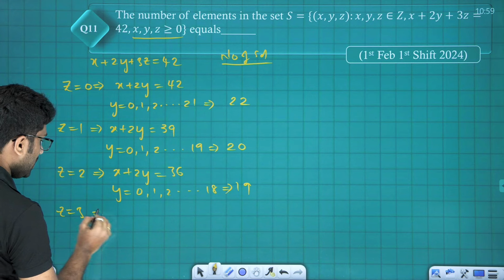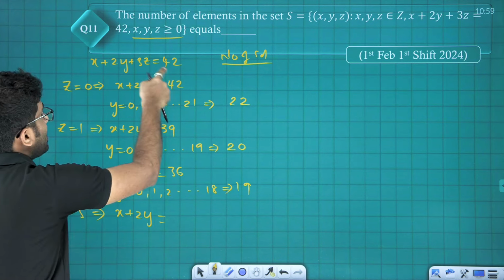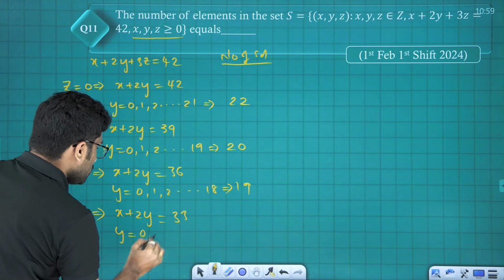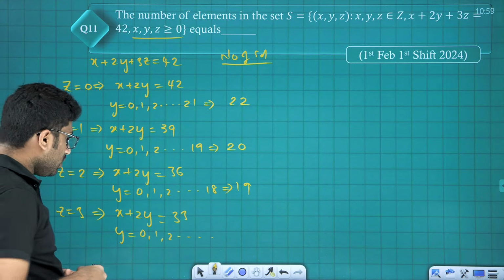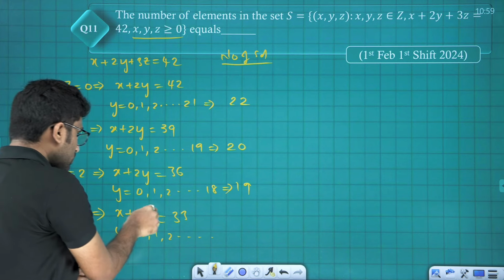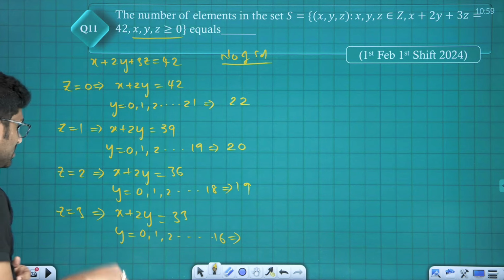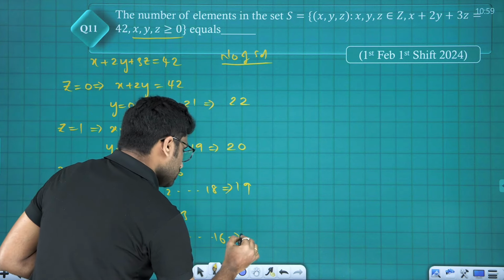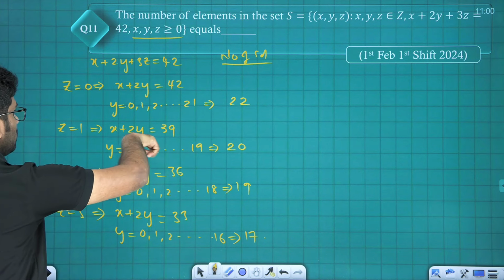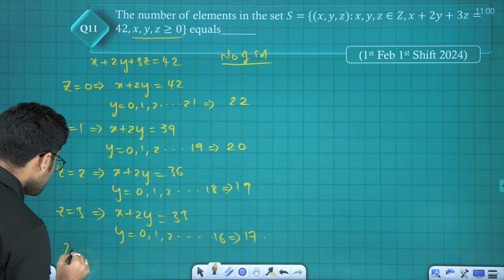Z is equal to 3. X plus 2y is equal to, 3 3s are 9. 42 minus 9 is 33. 33 means y can take from 0, 1, 2 up to 16, because 2 16s are 32. So till 16 it can take. So 16 plus 1, 17 solutions we get. Clear? Fine. Next, z is equal to 4.